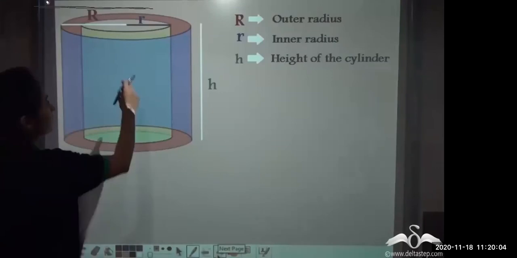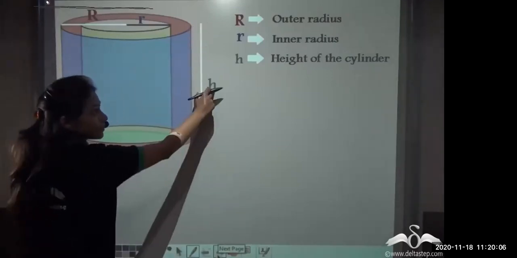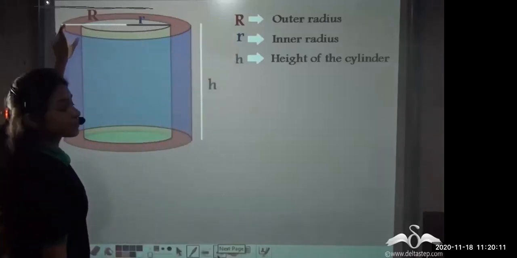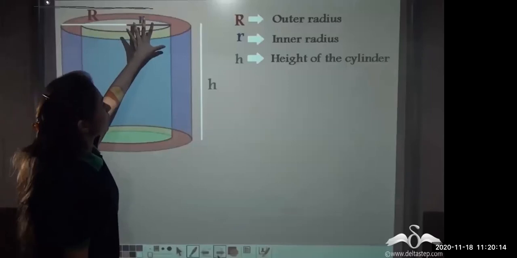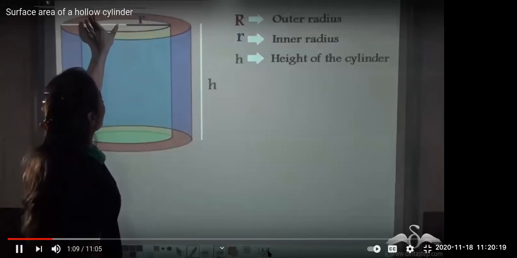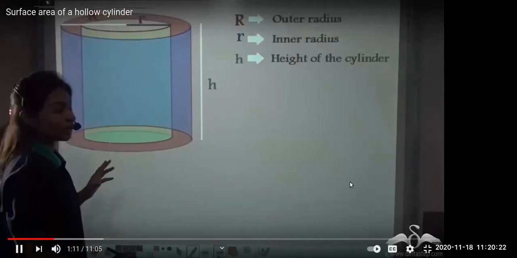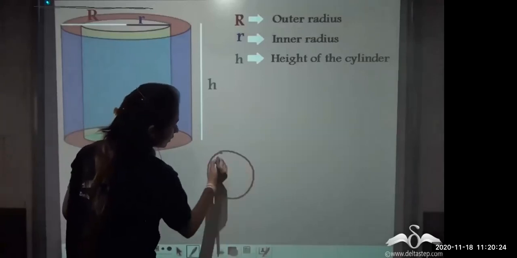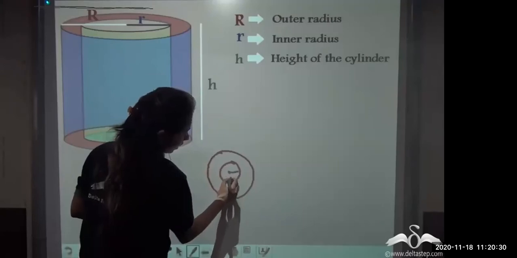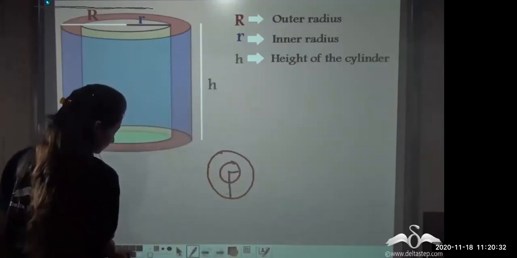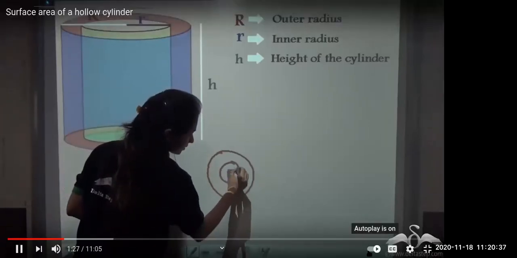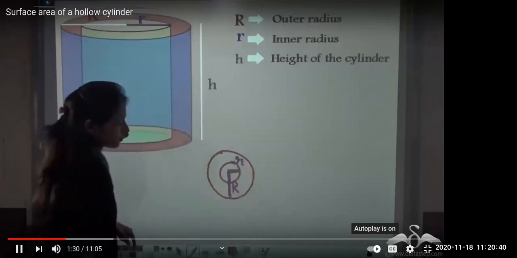Well, a hollow cylinder has the dimensions height, that is represented by h, and capital R is the radius of the outer circle, and the small r represents the radius of the inner circle. You can say small r is the inner radius and capital R is the outer radius. Why outer and inner? The hollow cylinder is hollow from the middle. So now this circle has some radius and the outer circle also has some radius. So this is represented by capital R and the small one is represented by small r.